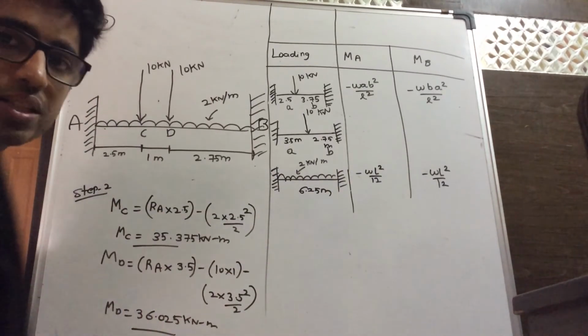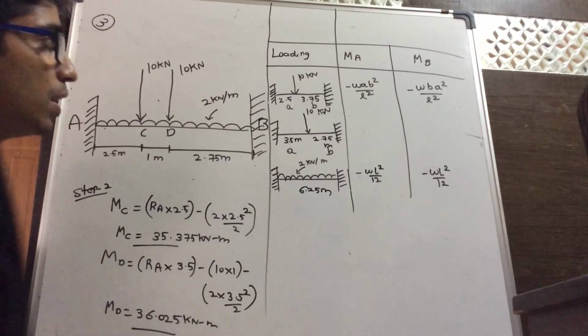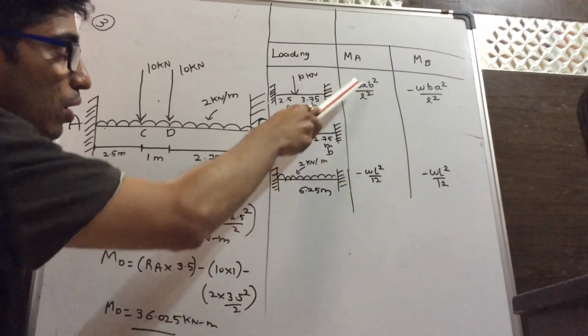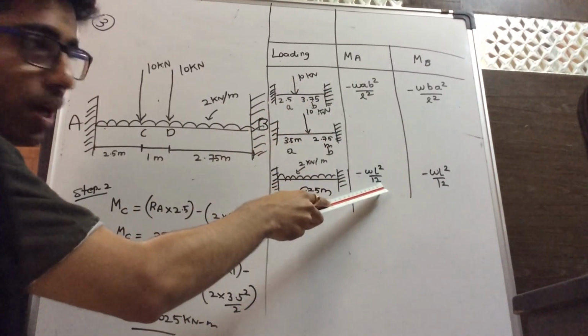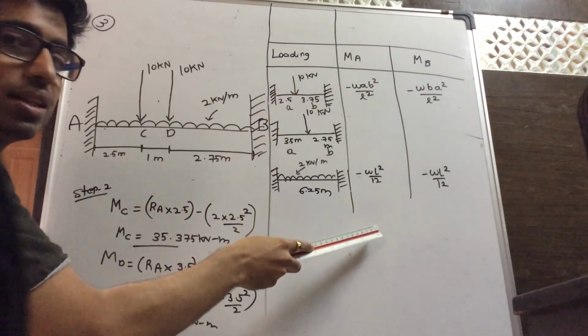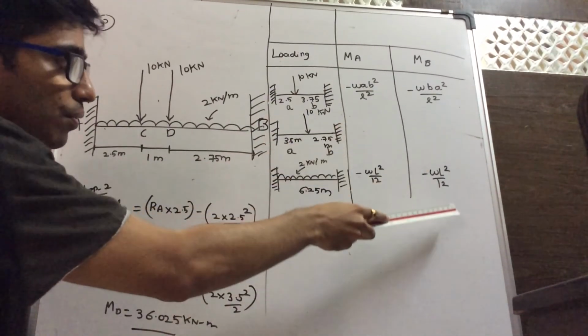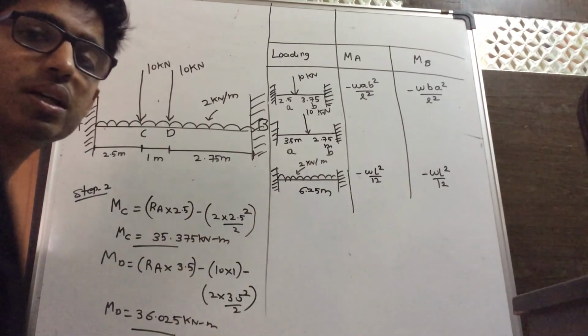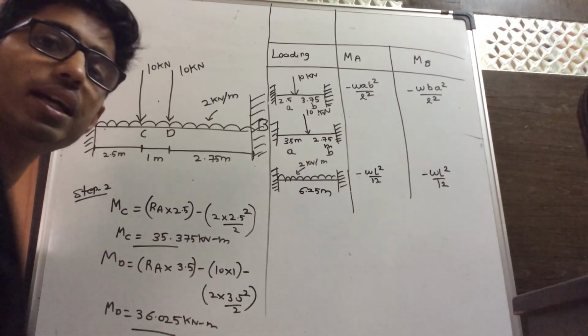After this, as I already showed in the previous videos, you'll be adding all these three answers. All the three answers come out to be negative values. You'll be adding all these three answers, and here you will be getting the answer for moment at A, and here we'll be getting the answer for moment at B. So these answers are the fixing moments at A and B.